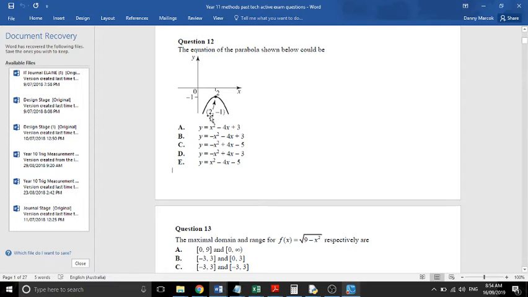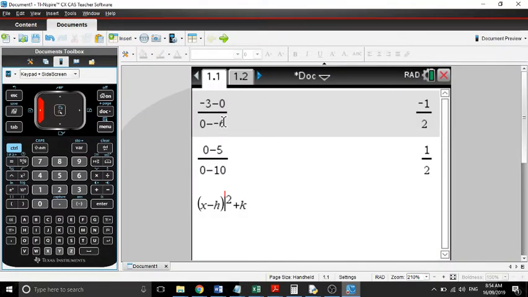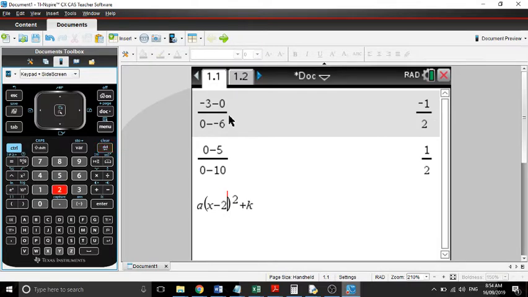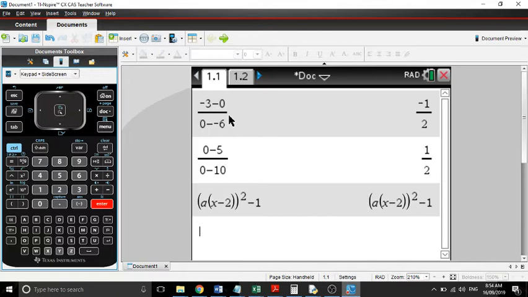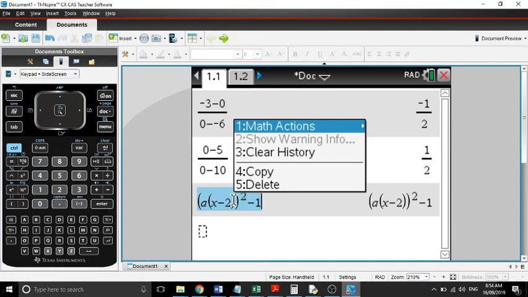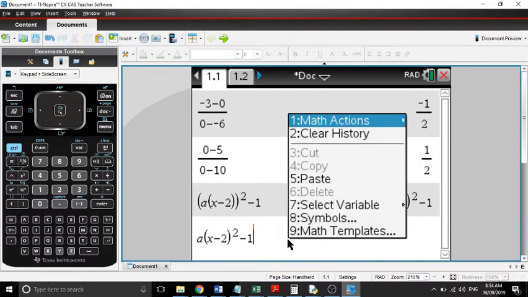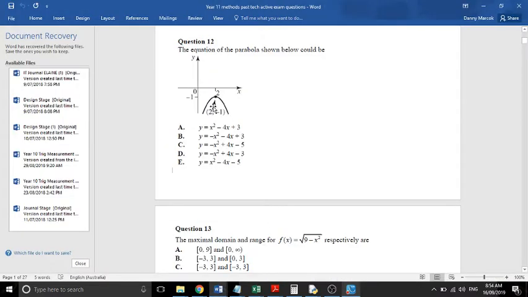Now we've got at 2 and -1, so I'm going to say we need an a in front of here. So it's happening at 2 and -1, so we'll make this -2 and -1. Press enter and end up with that. Oh no, we don't want that. Doesn't really matter anyway. I'll delete that. And I'll delete that.